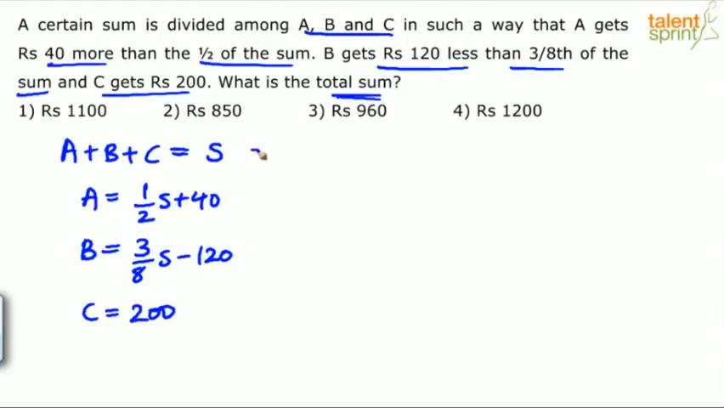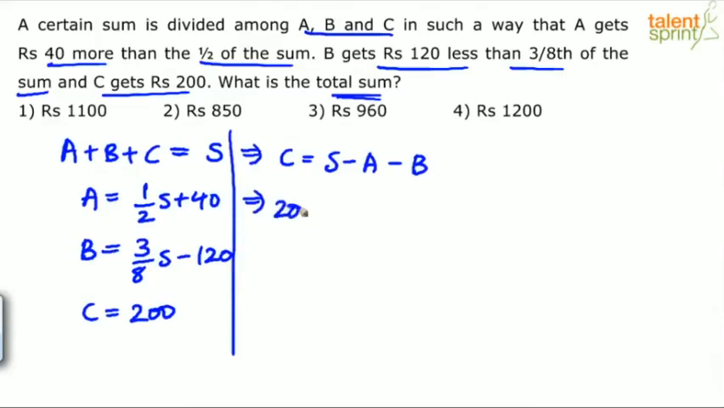See, we can say that C is equal to S minus A minus B. Substitute the values. C is 200. So 200 equals S minus A, so minus half of S minus 40. Minus B, minus 3 by 8 S, minus of minus 120 will become plus 120. You have to be careful with the signs there. So just take it to the other side. What do we get?